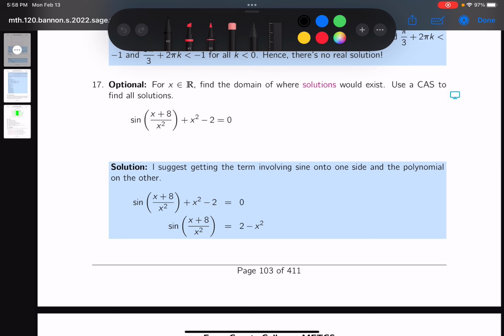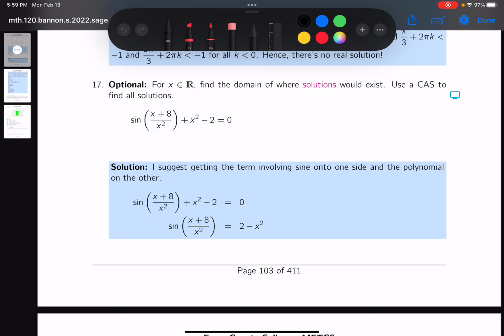Okay, it's an optional question. It says for x in the real number system, find the domain where the solutions would exist. That's kind of a difficult question because you're looking at it, you wouldn't even know where to start. It goes on to say use a cache to find all solutions to the problem. All right, so I suspect there's going to be solutions to the problem, and we'll be able to at least know where they are before we look for them.